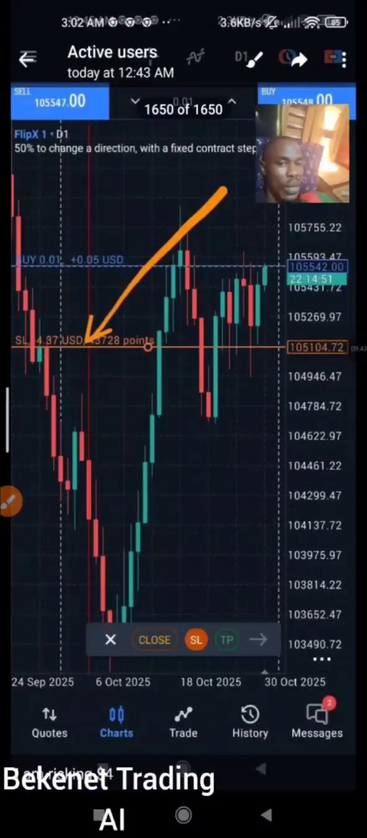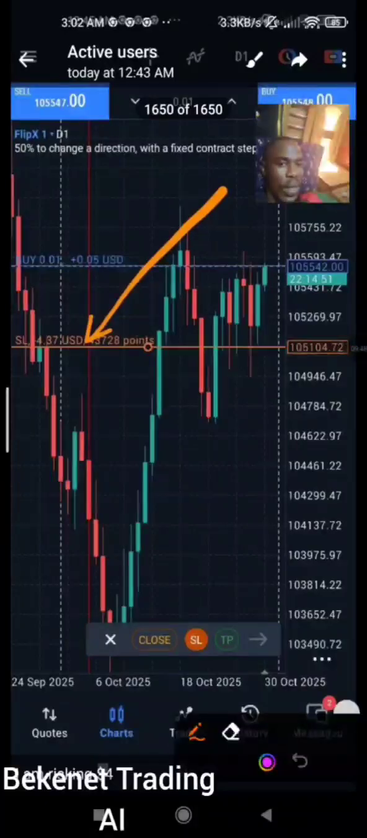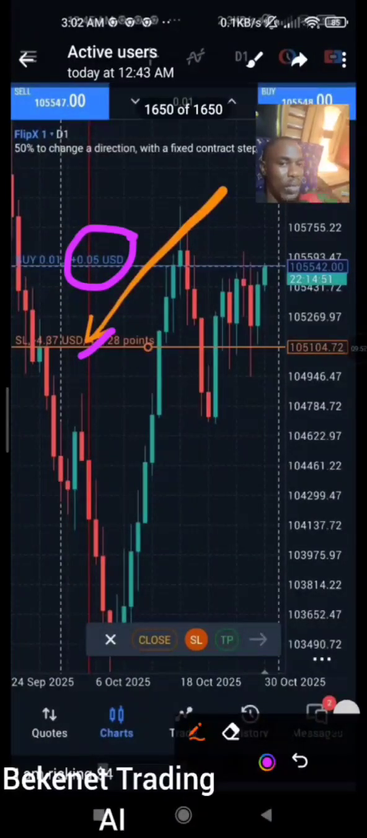As you can see, I'm using 0.01. I still have another lot size, 0.52. As you can see, there are two positions. One is 0.01, one is 0.5. My stop loss must be below a previous daily low.